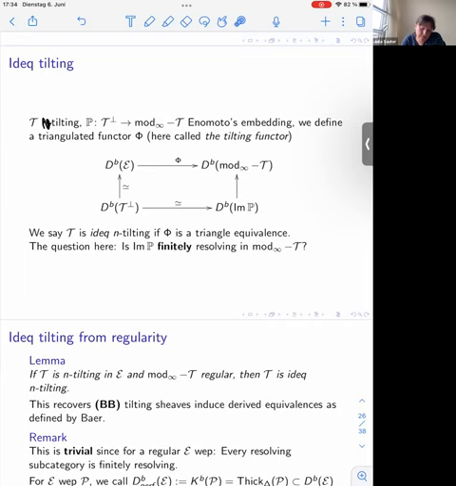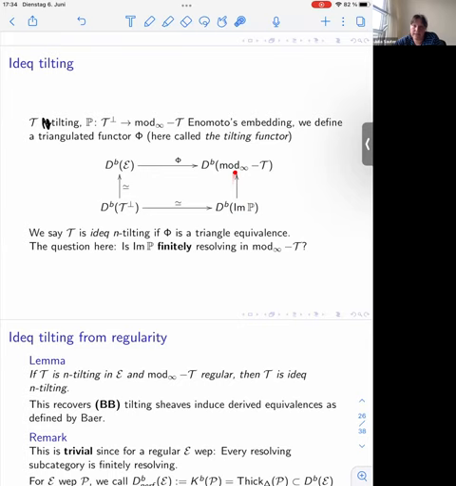T perp is equivalent as an exact category to its image under this functor. So we have a triangle equivalence here. And now the problem appears: the image of P in mod infinity P is resolving, but we don't know if it's finitely resolving. And this is kind of the obstruction for this being an equivalence, a derived equivalence, a triangle equivalence.